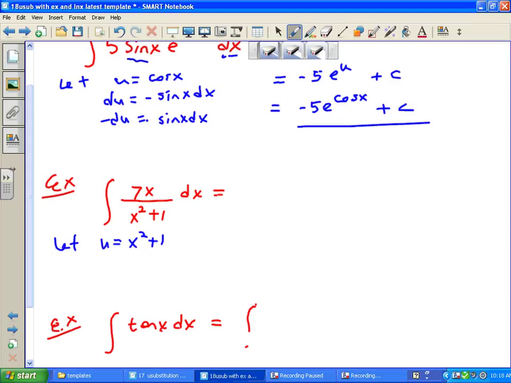So let's differentiate both sides. Take out the 7. Now on the bottom, I'm just going to have a u. On the top, for x dx, what should I be writing in? Du over 2, right? Because 2x dx is du. So what about x dx? X dx is du over 2.